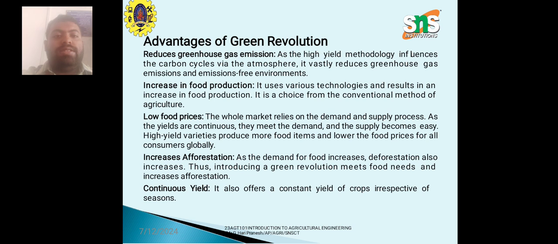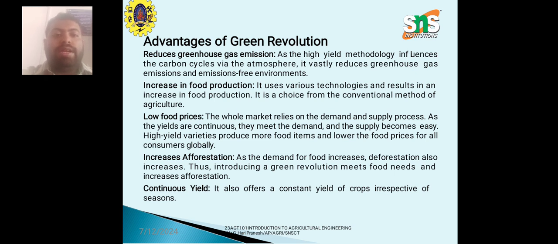It causes increase in food production. Because of green revolution and high yield variety seeds, it produces more food, which later resulted in self sufficiency. It uses various technologies and it results in increase in food production. It is a choice from the conventional method of agriculture.